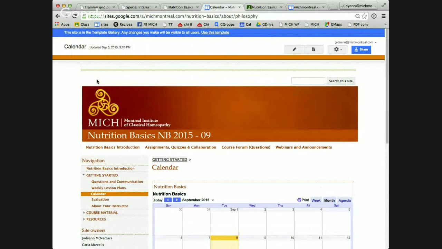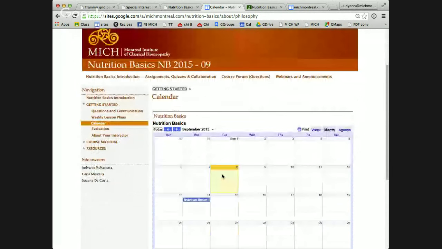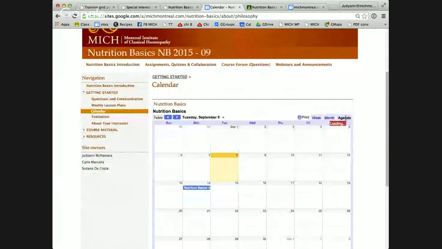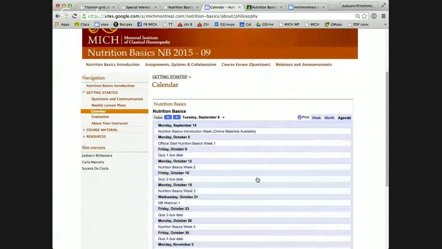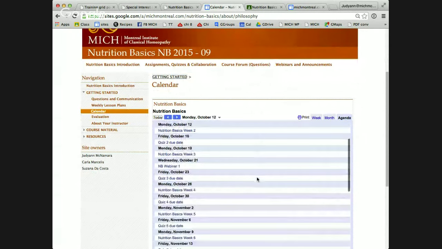The calendar helps you know exactly when things are happening. You can see it by the week, by the month, or when you click on agenda, you get a list of important dates for this course.